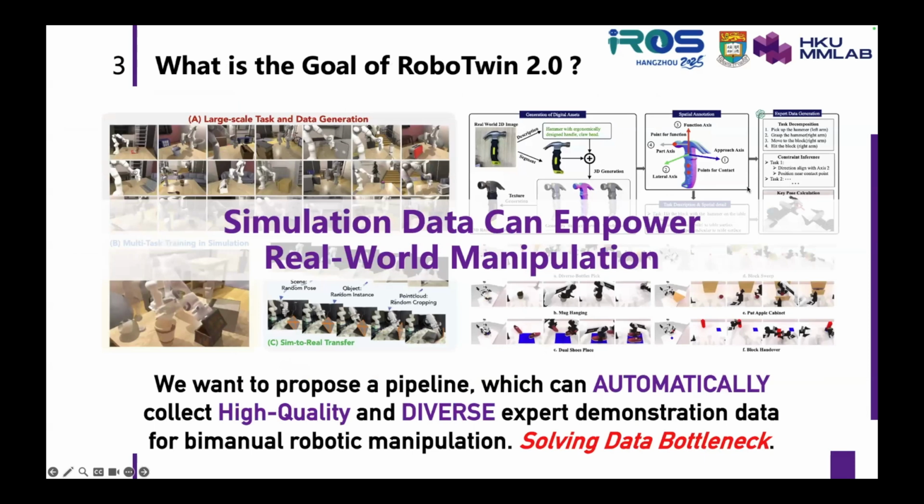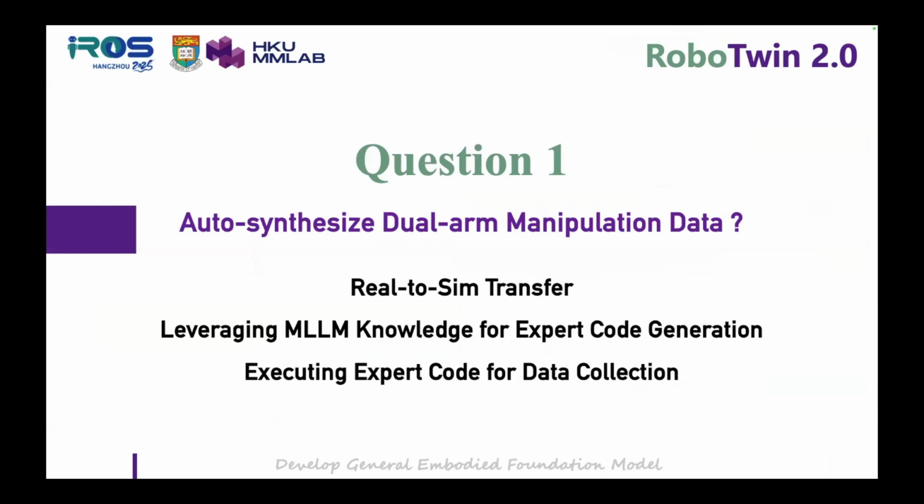That's the reason why we propose RoboTwin. First of all, we really believe that simulation data can empower real-world manipulation. So we want to propose a pipeline that can automatically collect high quality and diverse expert demonstration data for bimanual robotic manipulation and solve the data bottleneck. To achieve this goal, we have to solve several questions.